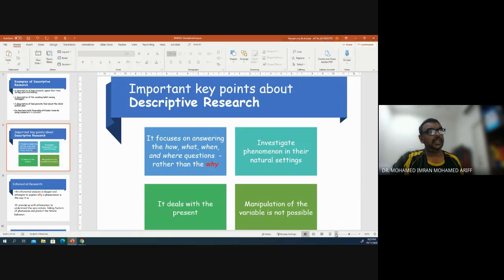And it investigates phenomenon in their natural setting. That means you look as it is. You are looking at as it is. That means you are not doing anything. You just bagi survey and you collect the data as it is. Cikgu pergi sekolah, balik sekolah, you're not doing anything. Okay, you collect the data as it is. Deals with the present. Okay, that means what is the current situation.